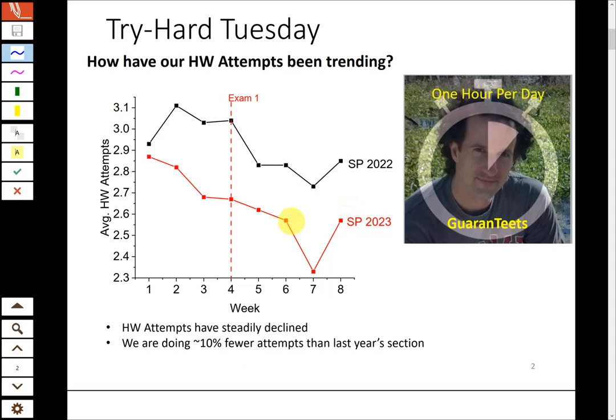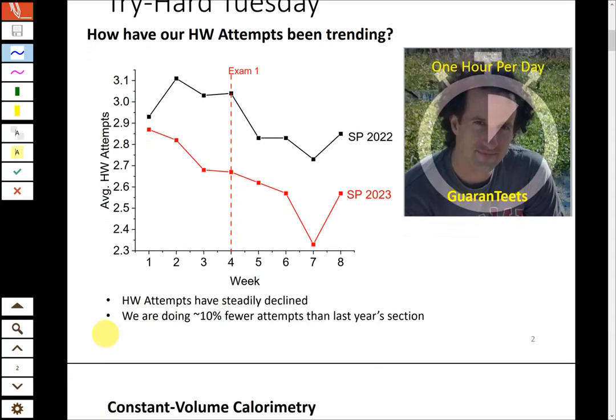And, you know, like I said, these sort of trends, whether they actually mean anything, it's hard to say at this point, but it does show that our effort has been slowly declining throughout the semester. So we started out the first week around 2.8, 2.9 attempts per student, and we've been as low as like 2.3 recently. So there's a pretty significant drop off, and I think the trend is pretty obvious there. So just an encouragement to try to turn that around a little bit for the rest of the semester.